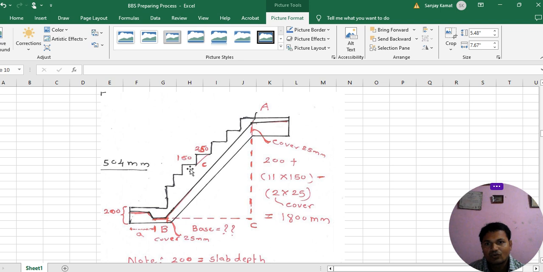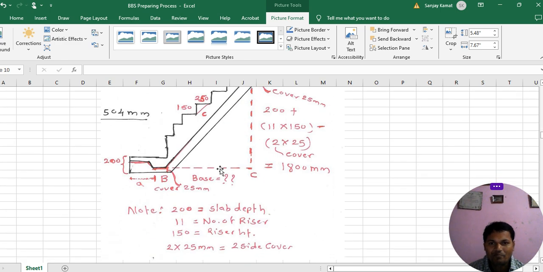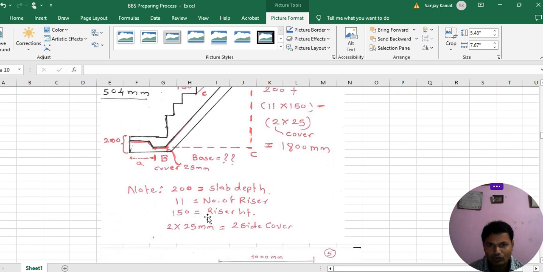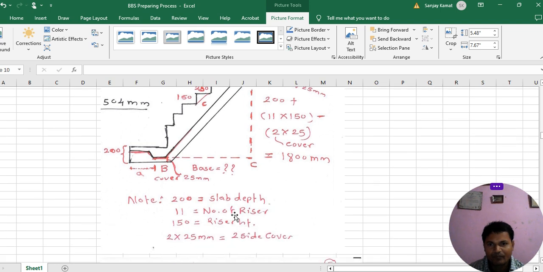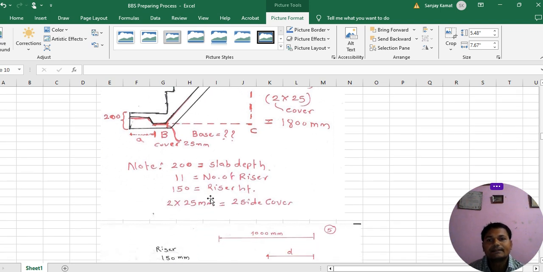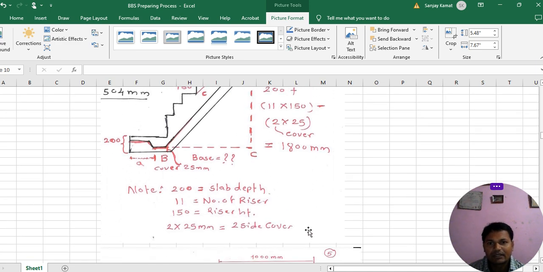Okay. So each tread is how much? Each tread is 150 and riser is 250. Okay. So riser is 150 and tread is 250. Once you get this, always remember that the tread must be greater than the riser.